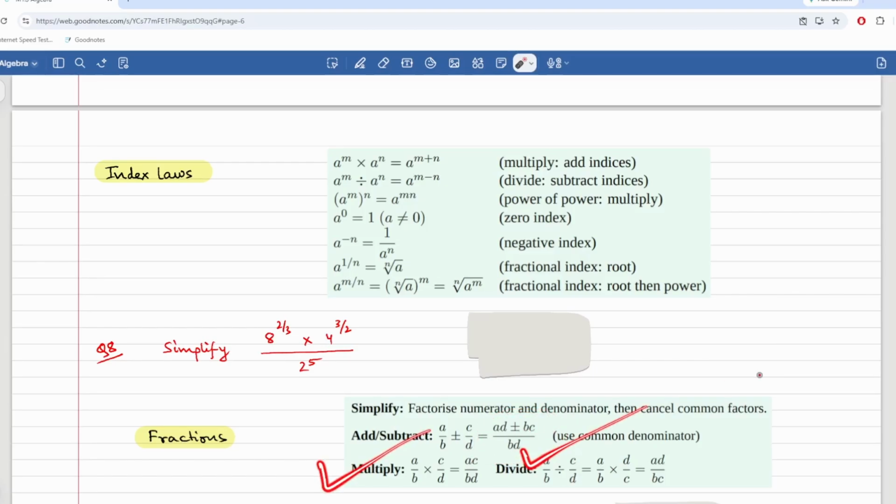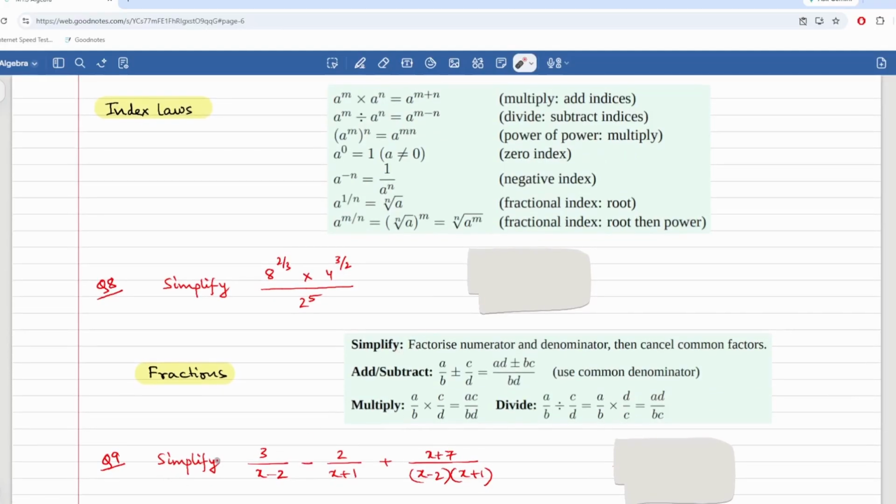Multiplication, division, all okay. Follow the BODMAS rule for addition and subtraction, and all of the other operations listed in BODMAS, of course. I think the US curriculum teaches MDAS, so you can follow this as well. Whichever is taught in your school, please follow that order of operations. Okay, solve this simplification question. 3 by x minus 2 minus 2 by x plus 1 plus x plus 7 by x minus 2 into x plus 1.